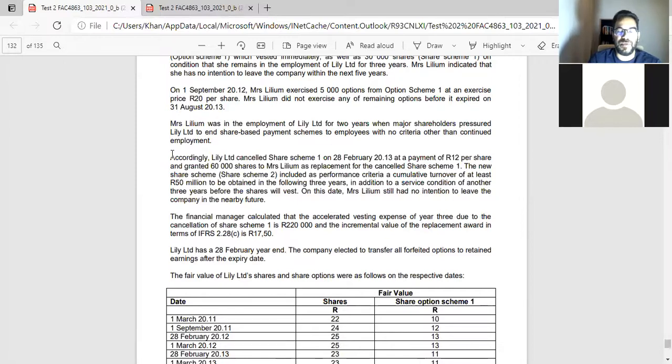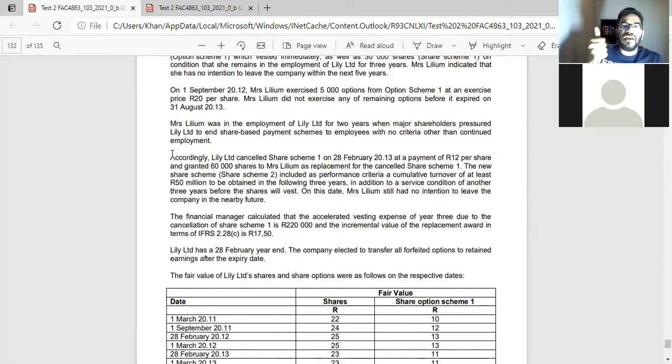So when you see something is cancelled and they replace the cancelled scheme, then this will classify as a modification. Okay. So now into modifications. With a modification, there are two steps. Step number one, the old scheme needs to be fully recognized. Remember, the old scheme was going to be recognized over 3 years. The options are recognized immediately, so we're happy with that, nothing to worry about. But the shares were recognized over a period of 3 years.